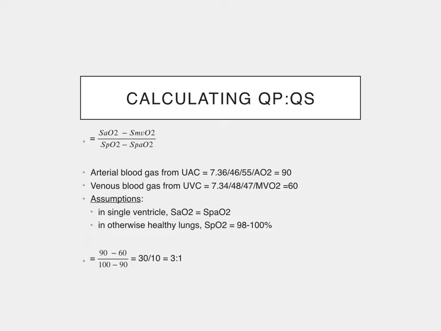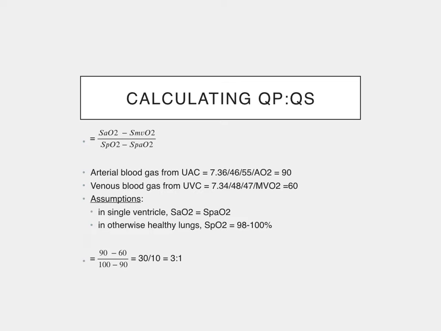So we've gone over the components of the QP to QS equation. Now let's look at an example of a 24-hour-old tricuspid atresia baby who has an umbilical artery catheter, UAC, as well as an umbilical venous catheter, UVC. This would also work, of course, if you had an IJ for your source of venous access, or if you had a radial arterial line for your source of arterial access. But we'll assume that our 24-hour-old baby in the NICU has umbilical catheters for us to use.